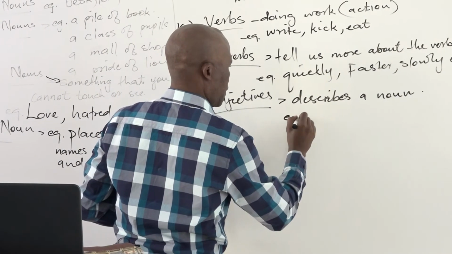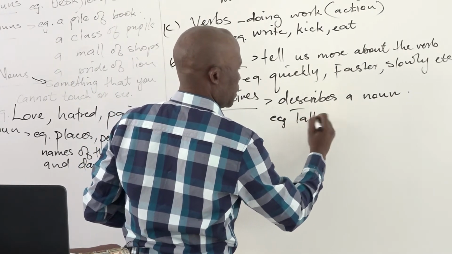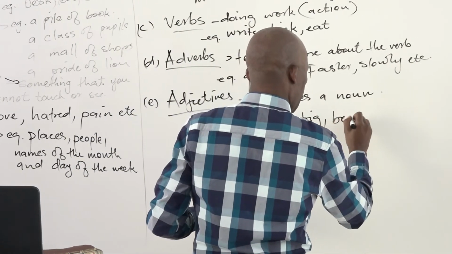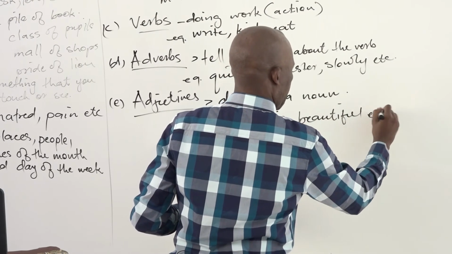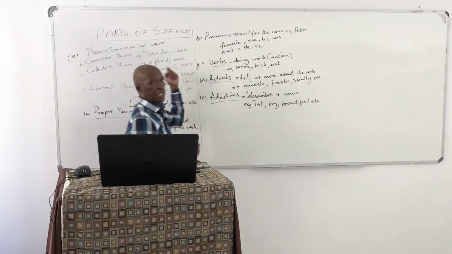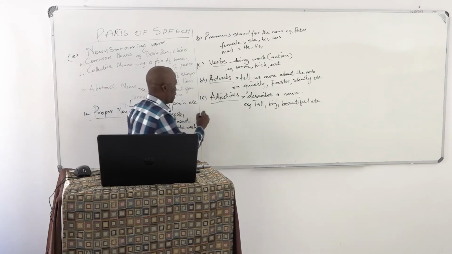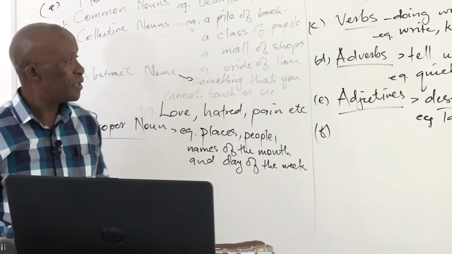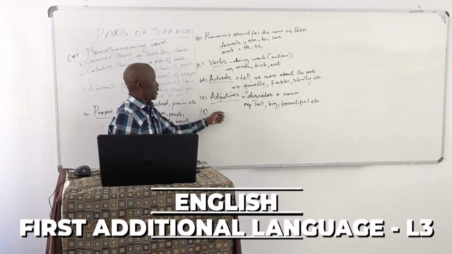Now, examples of adjectives: we have tall, big, beautiful, etc. They tell us more about the noun. They identify the noun. Now, we proceed from this. Remember, at the end of the lesson, you will be given a sentence whereby you are going to identify all these parts of speech. So, now let's proceed to the next one.